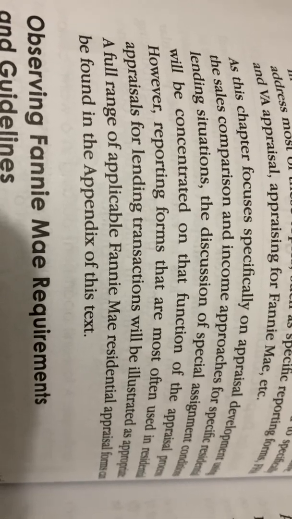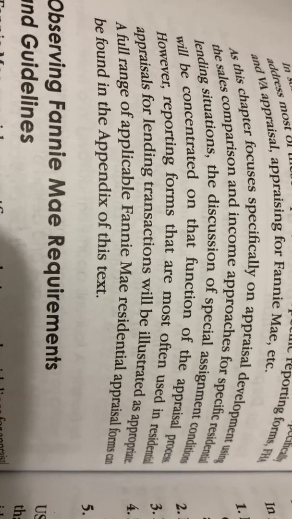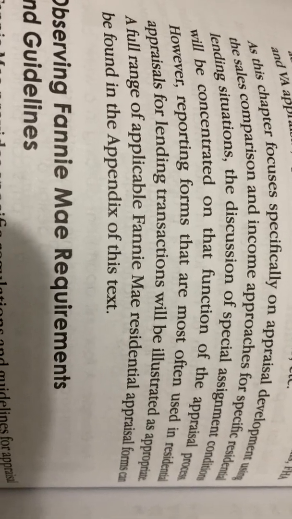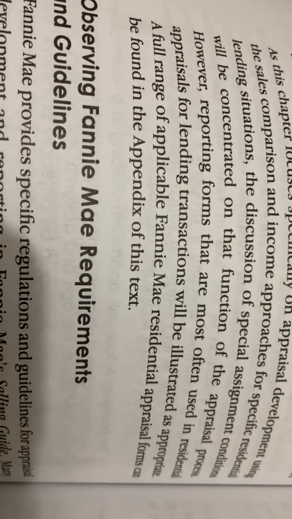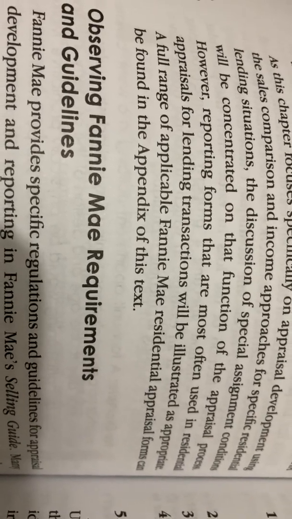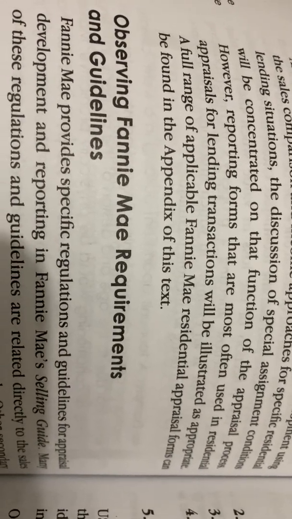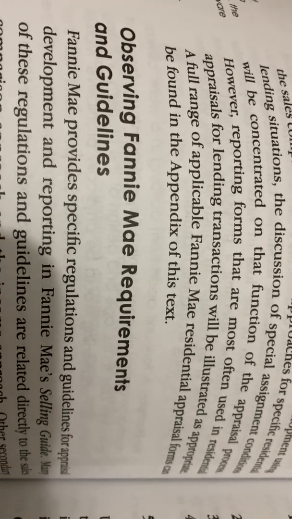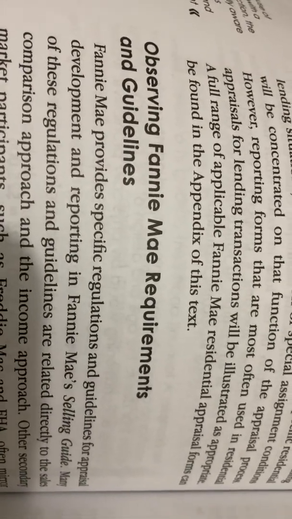As this chapter focuses specifically on appraisal development using the sales comparison and income approaches for specific residential lending situations, the discussion of special assignment conditions will be concentrated on that function of the appraisal process. However, reporting forms that are most often used in residential appraisals for lending transactions will be illustrated as appropriate. A full range of applicable Fannie Mae residential appraisal forms can be found in the appendix of this text.